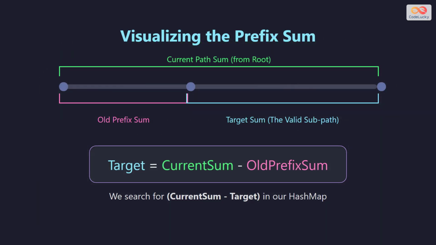Imagine the path from the root to the current node. If we subtract a previous prefix sum from our current total sum, and the result equals the target, then the segment between that previous point and our current node is a valid path.